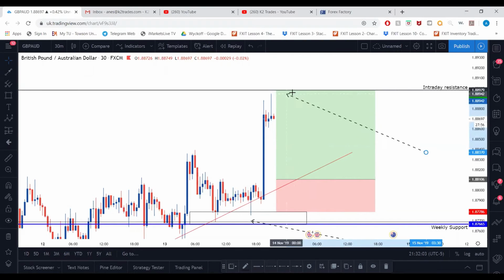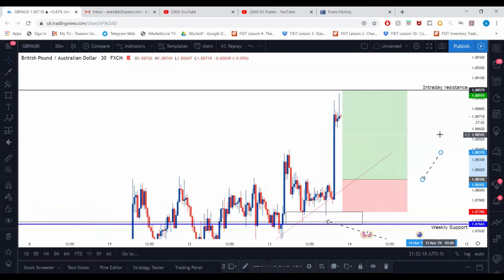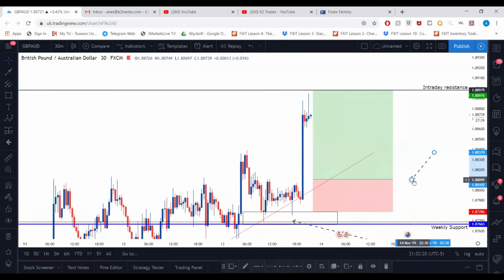One was I would like to wait to see some retest here of this intraday resistance at 1.88980. And if we see the rejection, potential sell back down to get the correction for this news push that happened 2 hours ago. Or I would like to see a pullback to this trend line and this support level right here, those equal lows, and just buy from there to target this resistance.